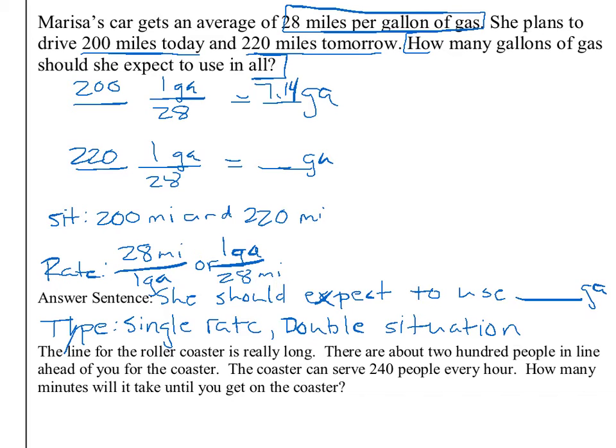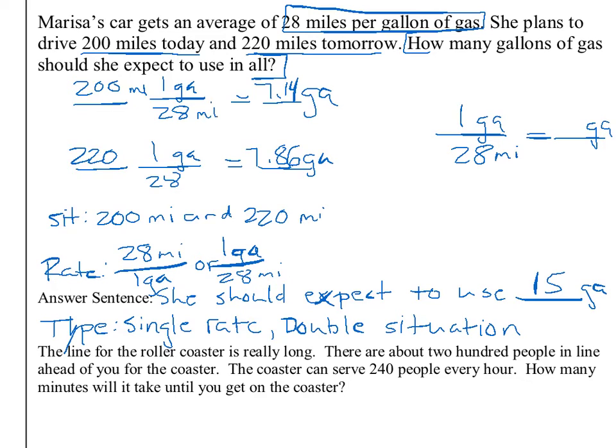And this is going to give me 7.86 gallons. So if I add those together to find the total, that's going to give me 15 gallons. Now, if we do it the other way, because this is all happening at one rate, and I combine these first, that would be 200. That would tell me that I can use a single situation, 1 gallon over 28 miles.